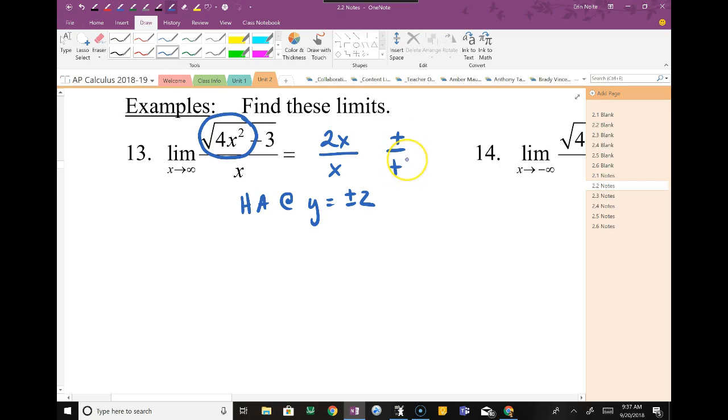Okay, so if I do plug in a positive infinity, we would get a positive over a positive. So where is this function going as x approaches infinity? Positive 2. Remember, our asymptotes are at 2. So this one is going to positive 2.